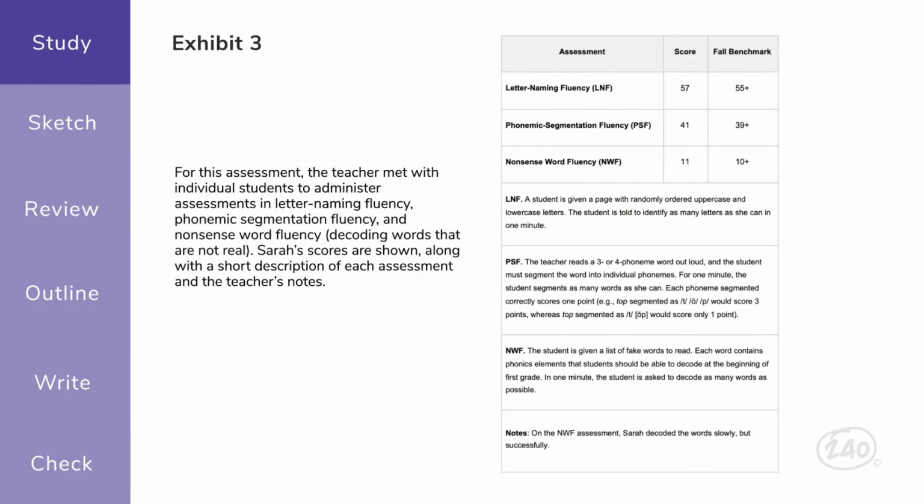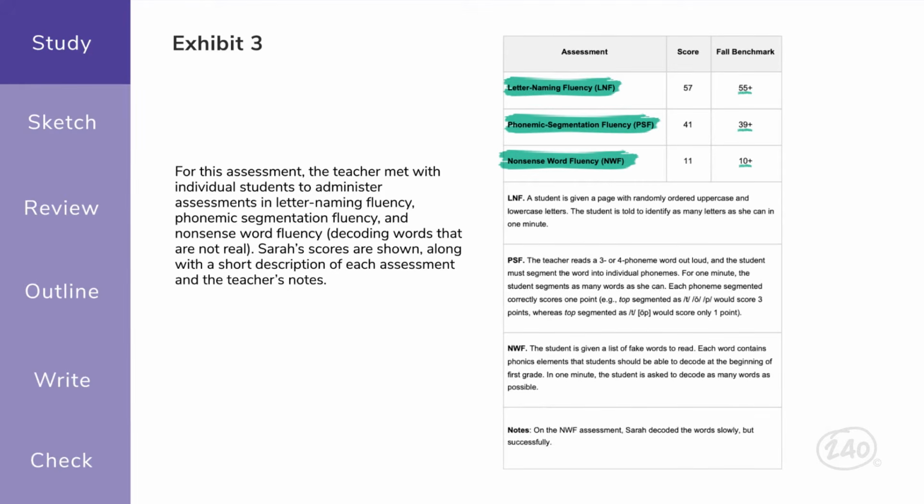Let's look over Exhibit 3 just to be sure. Here are the results of Sarah's fluency assessment. We don't get to see the actual words she was given, but we do see the scores. She actually scored above the benchmark on all of these. The teacher notes do mention that she read slowly, but that seems appropriate for a first grader. Since there are no glaring weaknesses here, we can mention this data as a strength later in our essay.